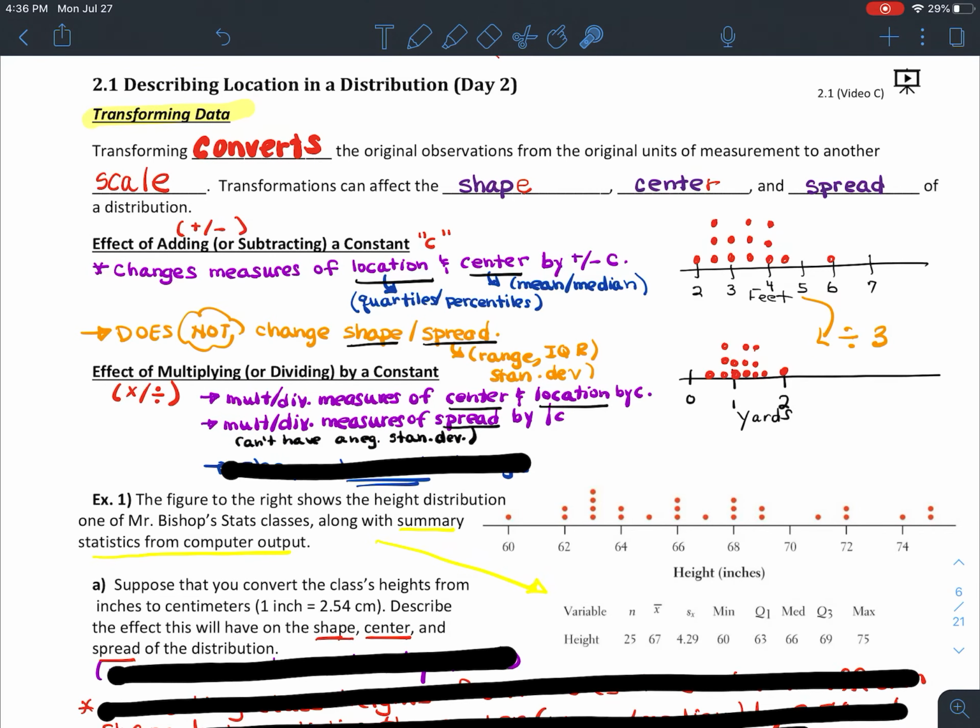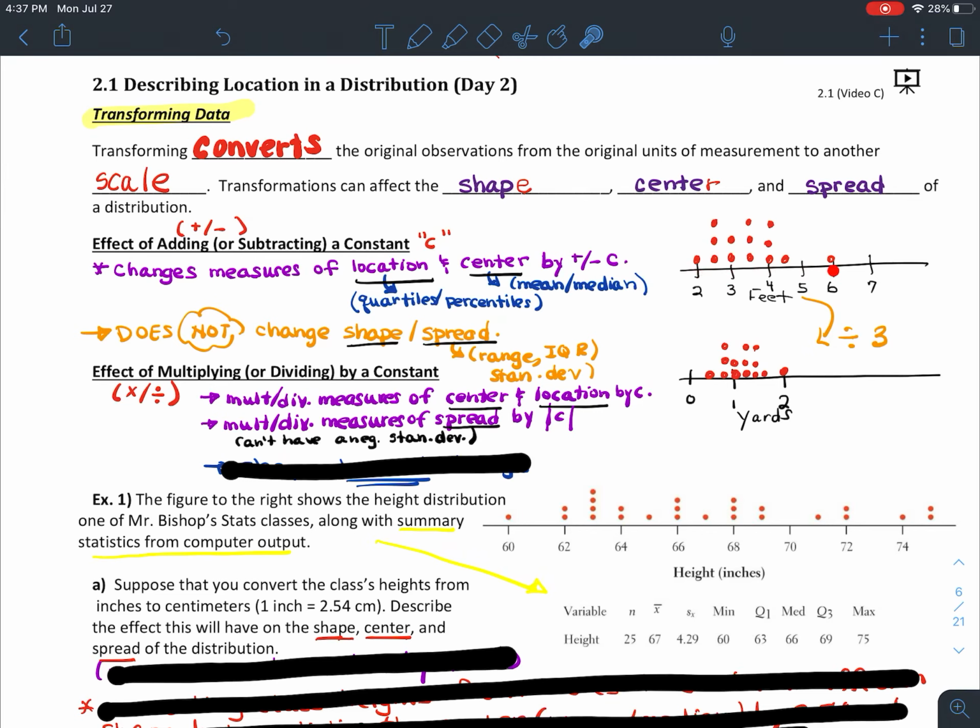The spread now also changes, okay? It either multiplies or divides the spread by, and this is technically, if you were multiplying by a negative number, it would affect it just by the absolute value of that number. And you can kind of see this in this graph, can't you?